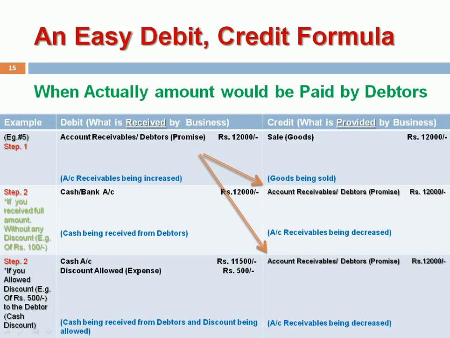Now look at if our company allowed a discount of rupees 500 to the debtor. So in debit we would write cash 11,500, and the other 500 we would write discount allowed, which is an expense, and when expense increases, it is written in debit. Look at the debit credit rules. In credit, we would write account receivables, the whole amount, which is rupees 12,000. Look at these both sides. These both sides must be equal.